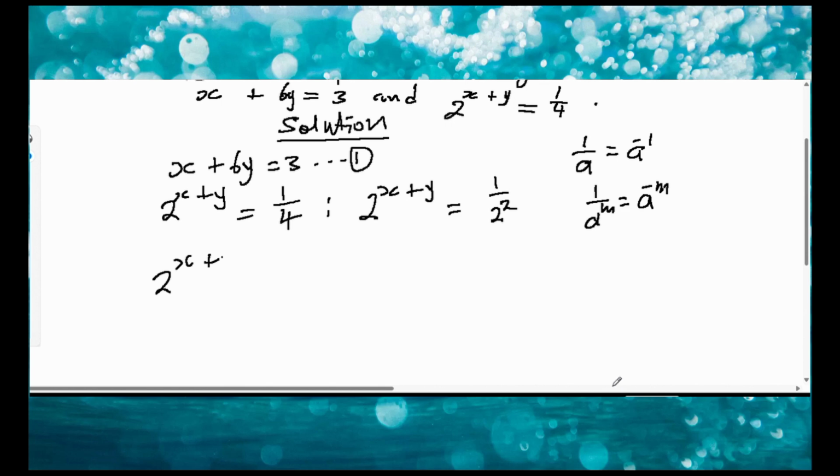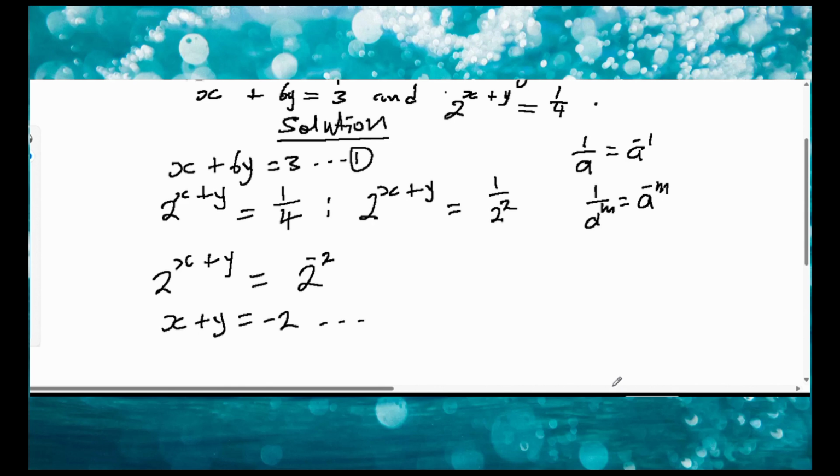2 raised to the power x plus y is going to be equal to 2 raised to the power negative 2. And from exponential equations, when the bases of your exponential equations are the same, then we can equate the exponents. That is, the base to the left hand side is 2 and the base to the right hand side is 2. The bases are the same, so we can say x plus y is equal to minus 2. Let's write that down. x plus y is equal to minus 2.